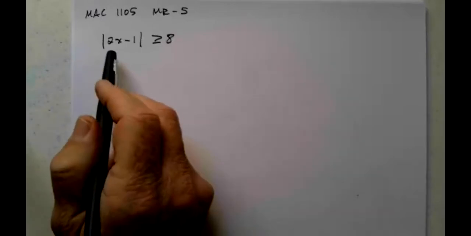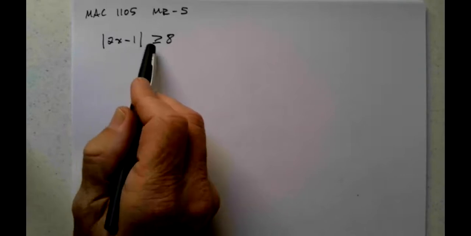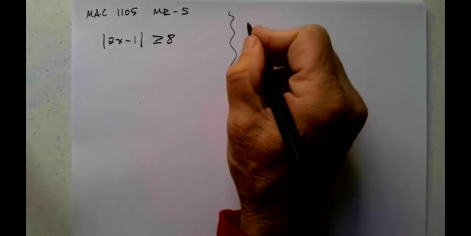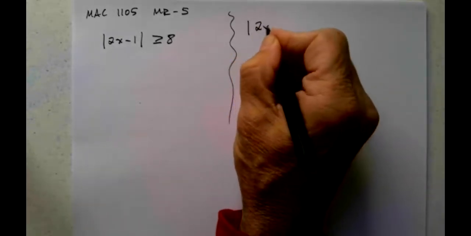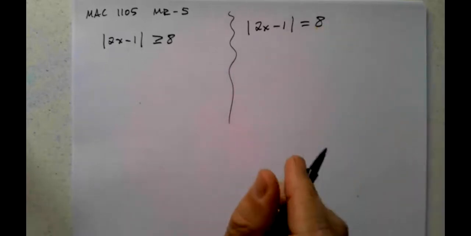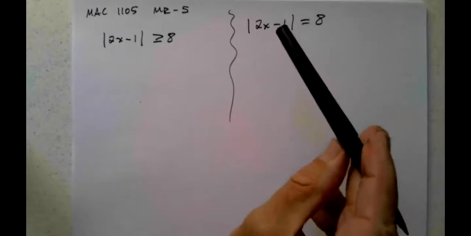This question is, look at the absolute value of 2x minus 1, and when is that greater than or equal to 8? So we're going to solve it first as an equal. When does the absolute value of 2x minus 1 equal 8? Well, when is that true?